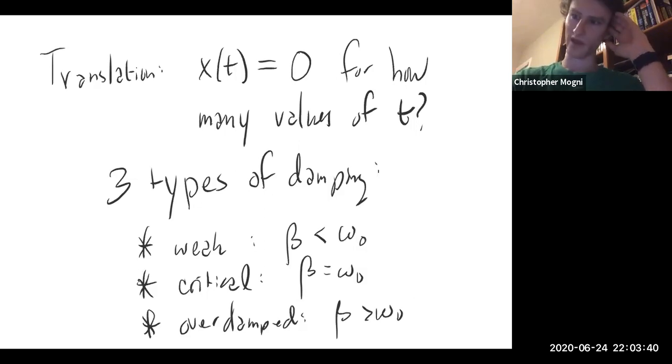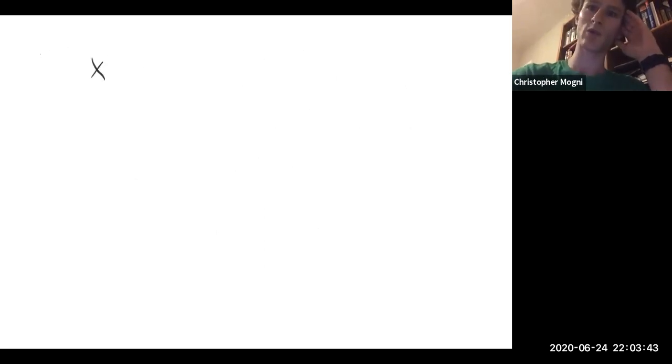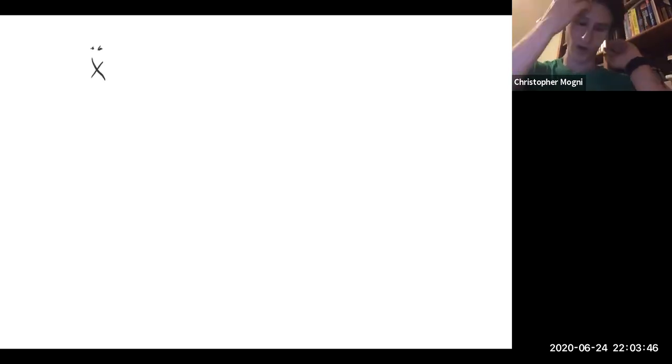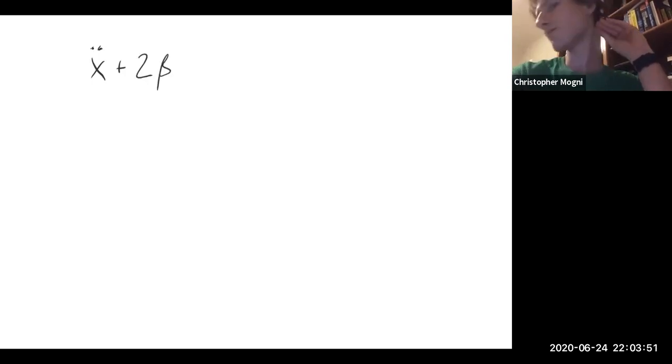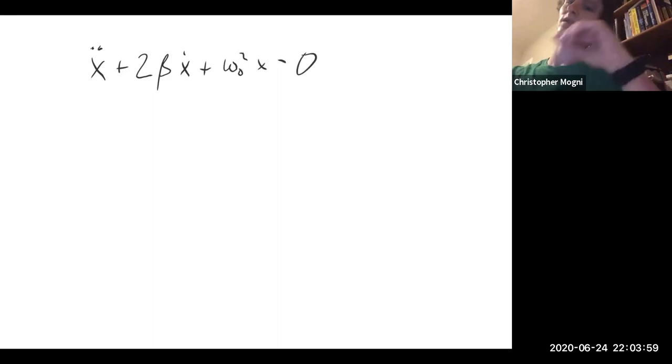Where these show up is that the differential equation, the equation of motion for a damped system, is x double dot plus 2 beta x dot plus omega naught squared x is equal to 0. And again, the dots denote time derivatives. So there are 3 different types of damping because there are 3 different types of behaviors that you get for the solution to the differential equation.